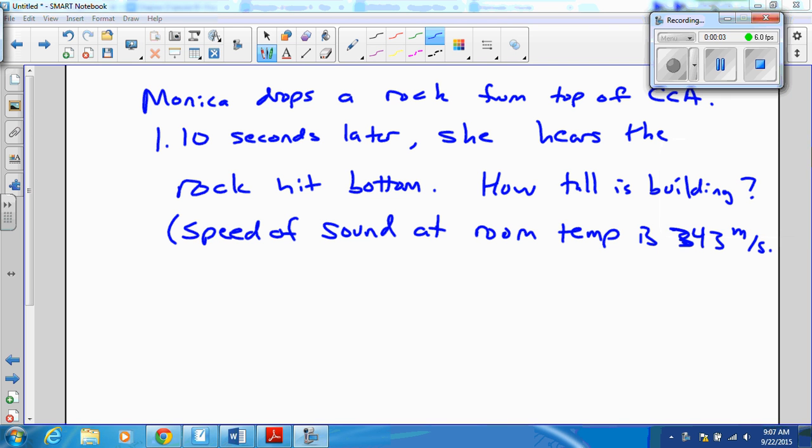So as we send the juniors out, here's our situation. And so what we'd like to do, our problem is that Monica is going to drop the rock, and then she's going to hear the sound come back to her. And so what we have to do is to figure out how tall the building is based on this.